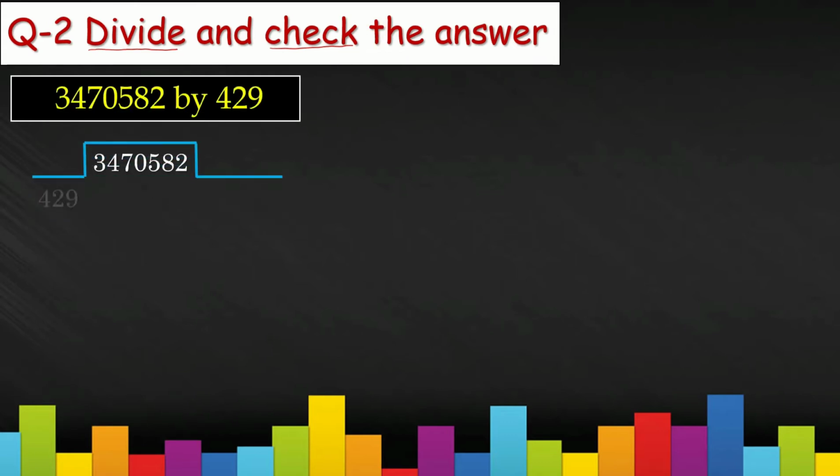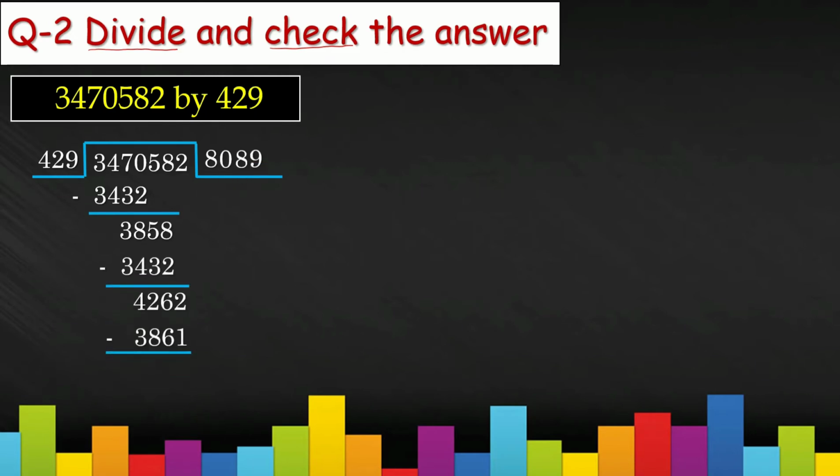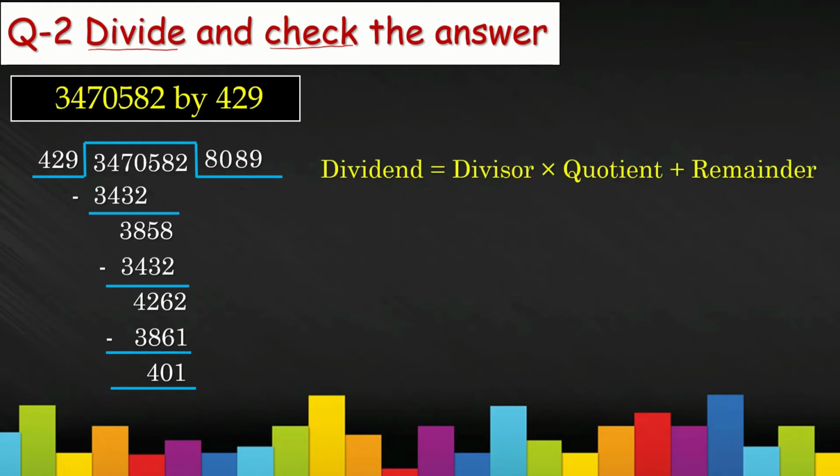So now here again you will be dividing the dividend by the divisor, and you are going to get the answer, which is 8089 as the quotient and 401 as the remainder. Now for checking the answer, you have to write down a formula. Dividend is equal to divisor multiplied by quotient plus remainder. Now here you can see you have got two operations, multiplication and addition.